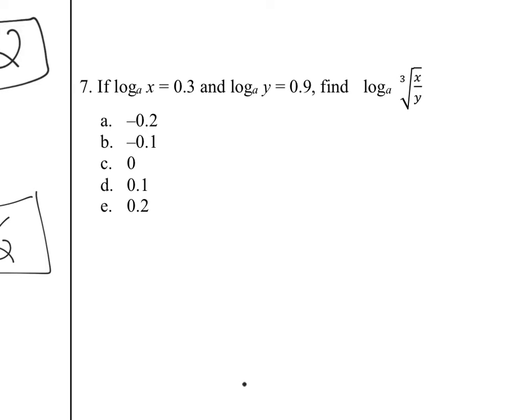Now, I have to use these values, log A of x and log A of y, to solve log A of the cube root of x over y. First thing I'm going to do is turn the exponent into a 1/3 instead of a cube root. So this becomes log A of x over y to the 1/3.